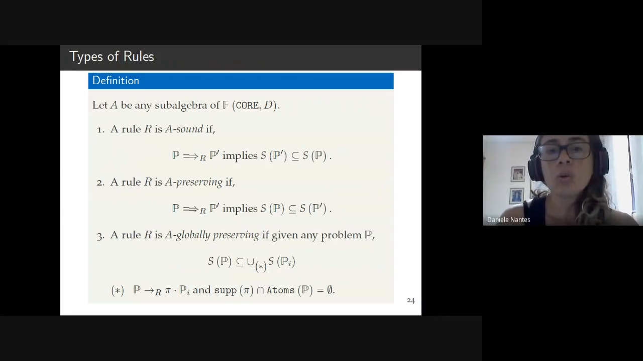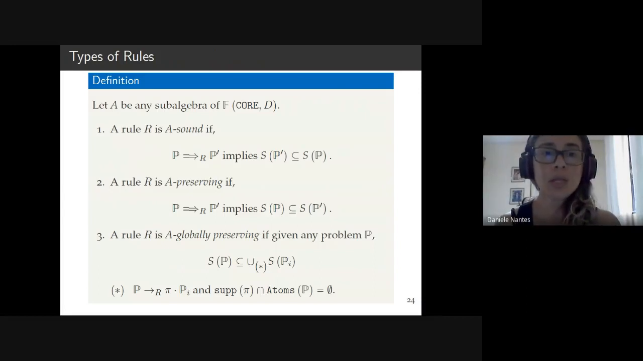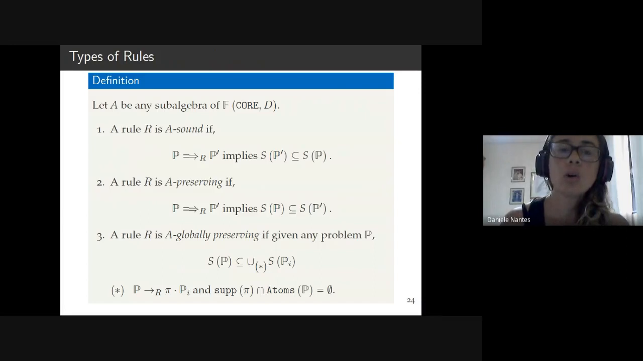So before I present you the rules, I'm going to tell you already that these rules are going to be divided into three classes. I'm going to say that a rule is sound, because here we need to work in an algebra. We are working in a nominal algebra, in a ground nominal algebra. So a rule is called sound in the algebra whenever NAP P reduces to P prime, the solutions of P prime are inside of the solutions of P. It's preserving whenever the solutions of the left-hand side are inside of the solutions of the right-hand side.